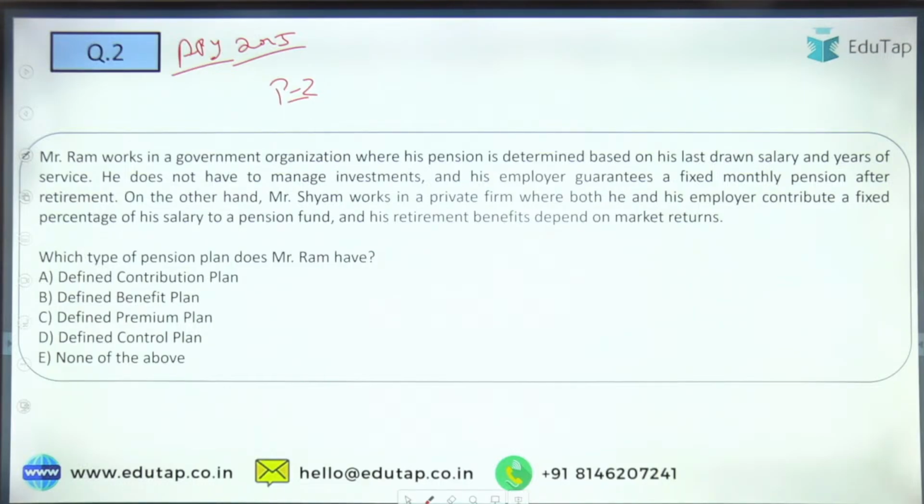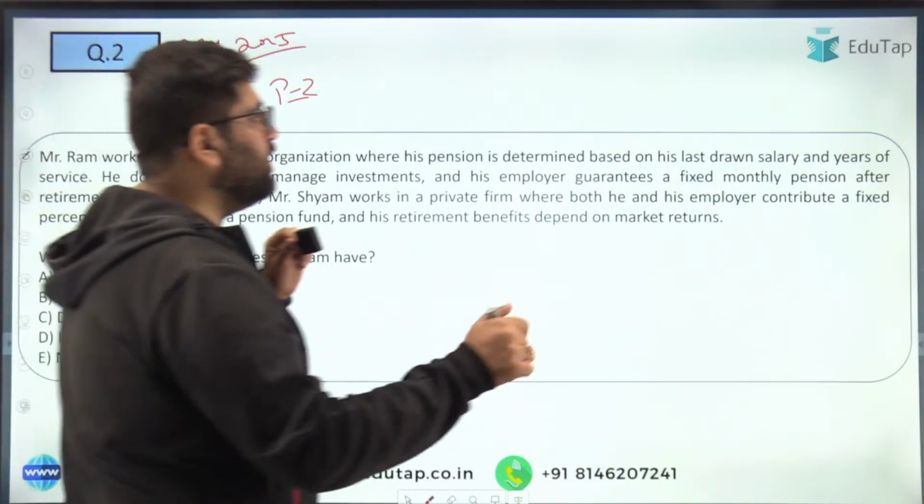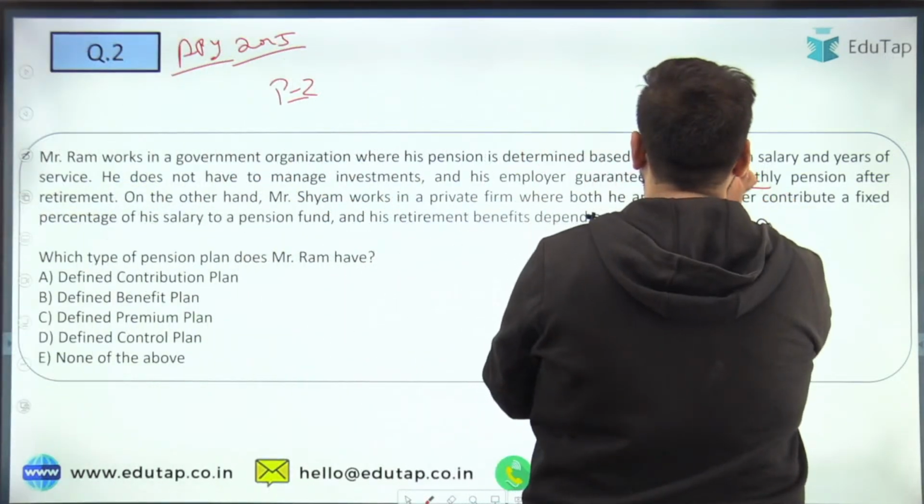Question is Mr. Ram works in an organization where his pension is determined based on the last drawn salary and years of service. He does not have to manage investments and his employer guarantees a fixed monthly pension. So if anything is fixed, definitely that's a defined benefit plan.